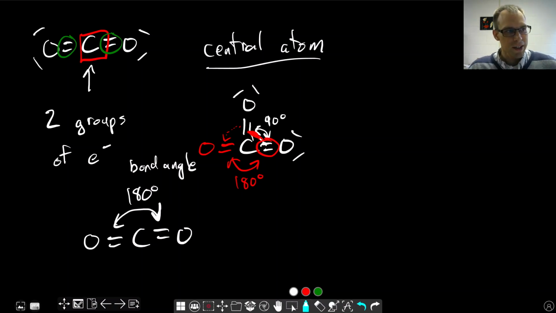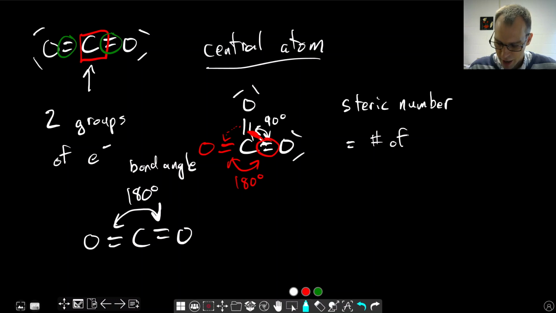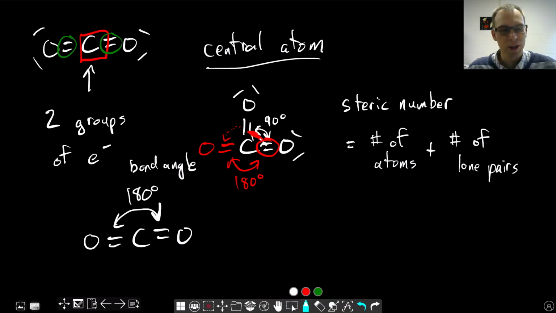All right, and so we can generalize this. This will be true for anything that has 2 groups of electrons like this. And so what we'll start to keep track of for these different types of molecules is what's called the steric number. This is the term that your book uses. And the steric number is the number of atoms bonded to the central atom plus the number of lone pairs. What we're doing here is keeping track of how many groups of electron pairs we have around a central atom. So in this case, our steric number was 2, and any molecule that has a steric number of 2 will be a linear molecule.